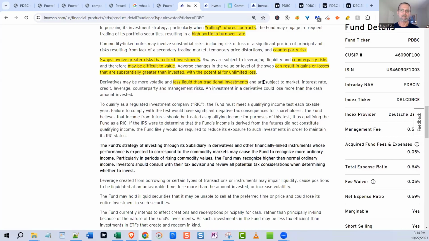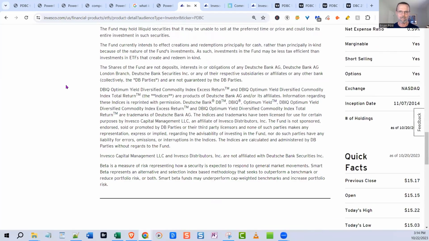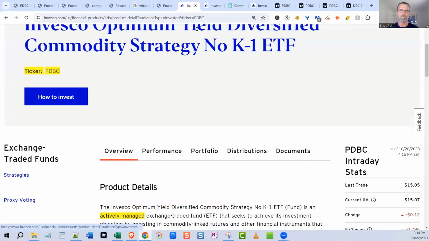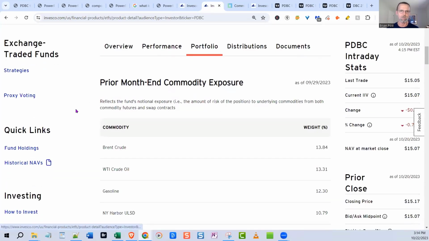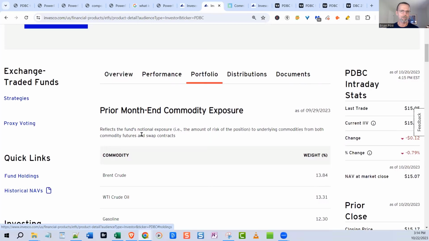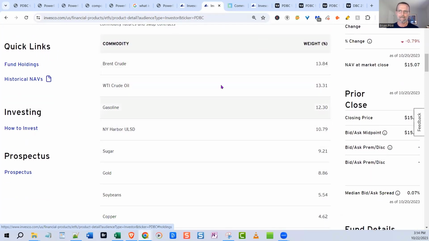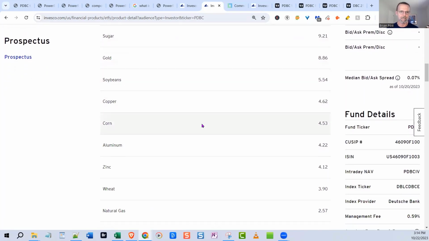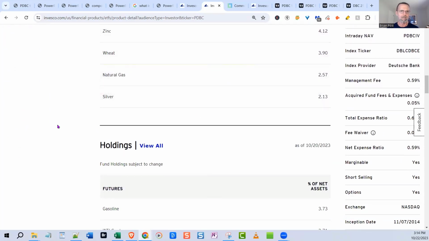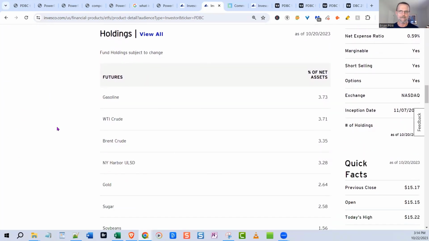Basically, you have to find somebody to take the other side of whatever contract it is you're trying to swap. So again, a bunch of disclosures there, high risk strategy. We're still talking about PDBC. This is their portfolio. So look at what they're invested in, and I showed you that back in the table. So 50% energy, etc. That's just showing us the components of the ETF and their weighting.